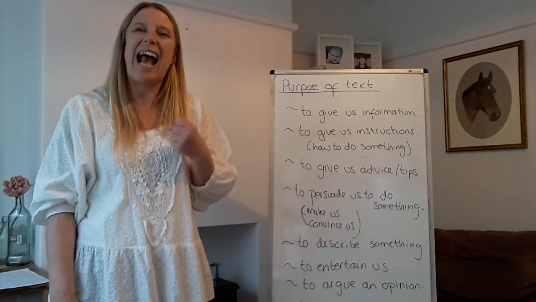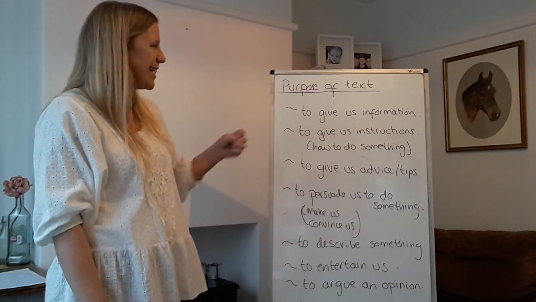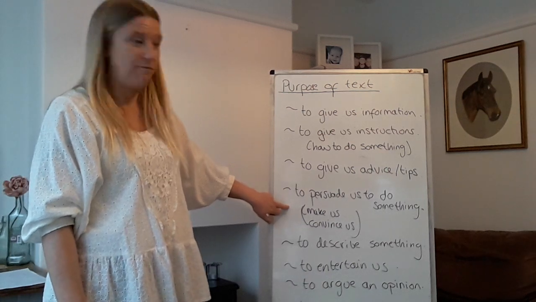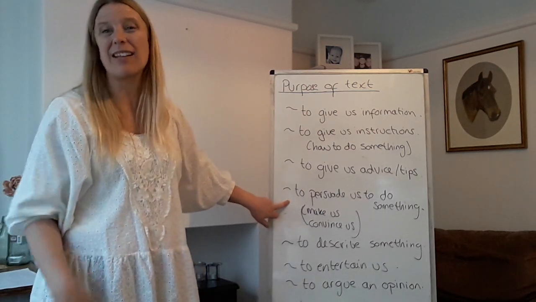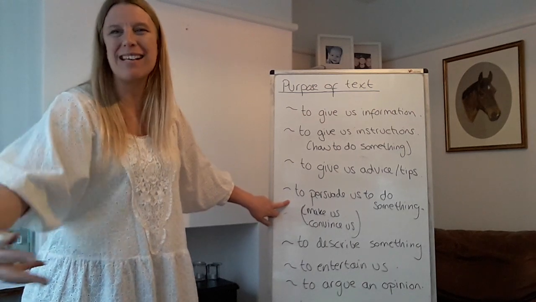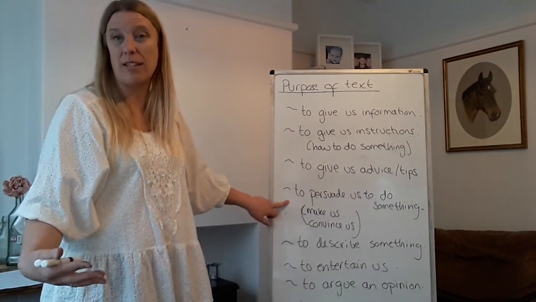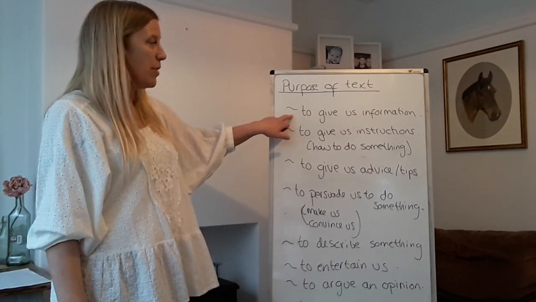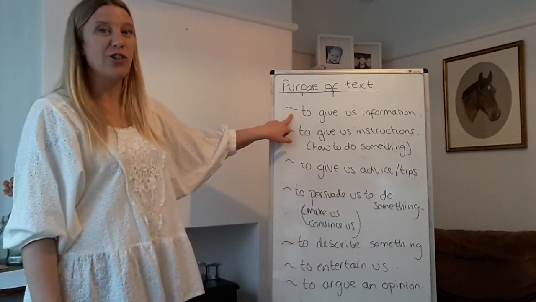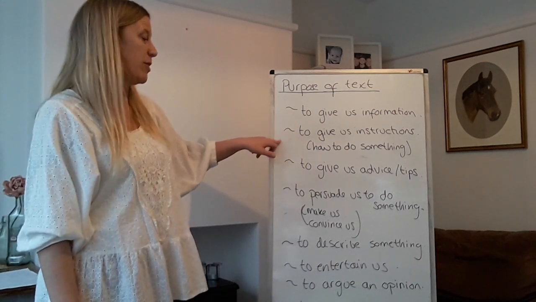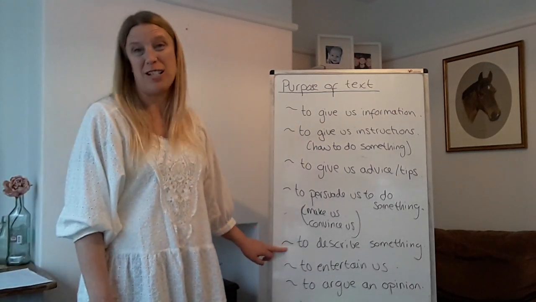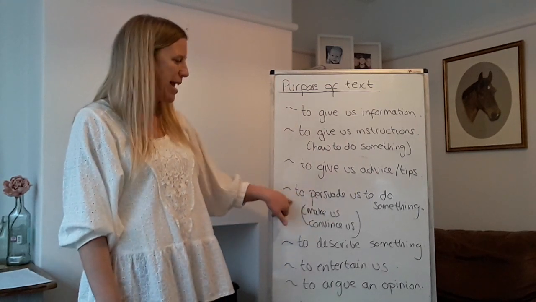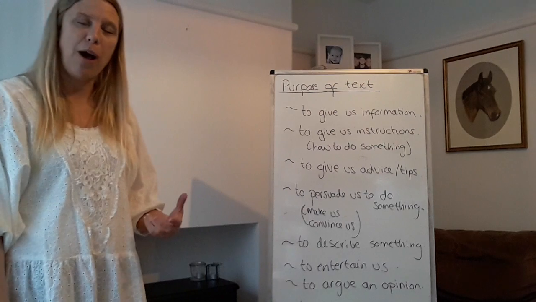And last week we looked at adverts and leaflets, and we said that their main purpose is to persuade us to do something, like to make us go somewhere or make us want to visit somewhere. That's their main purpose, or to buy something. But they will also give us some information, and they might even give us some instructions, and they will probably be descriptive as well. So they do lots of things, but their main purpose is to make us do something. So those were our purposes, okay?